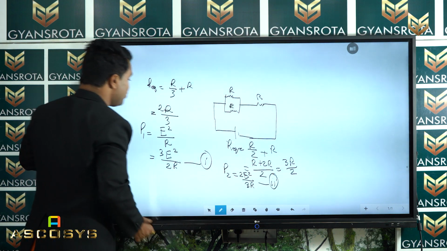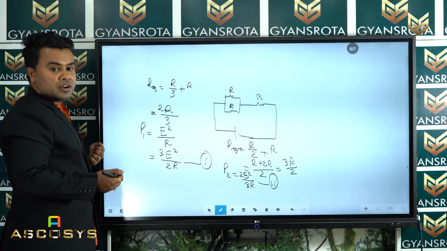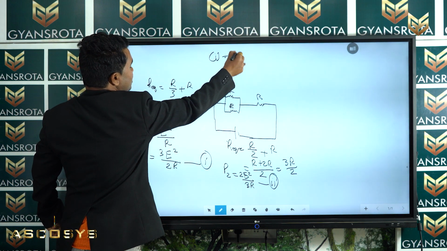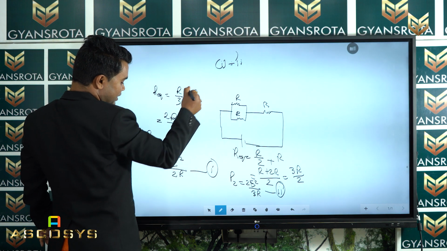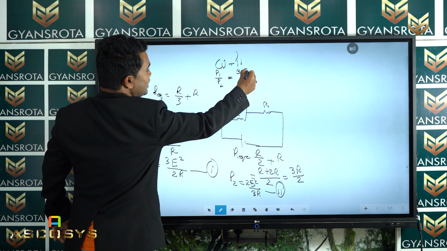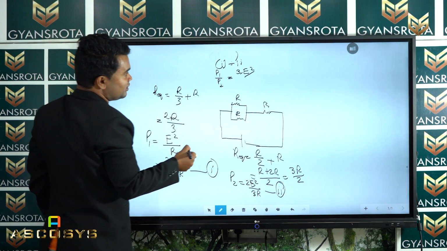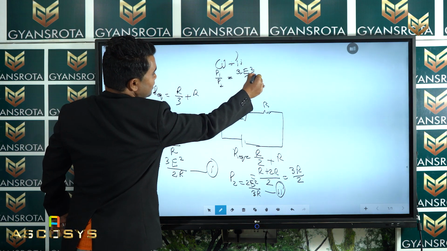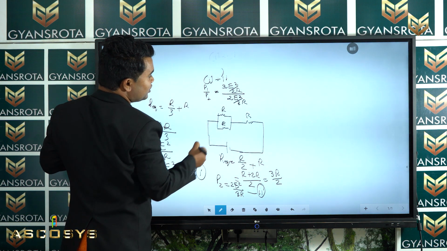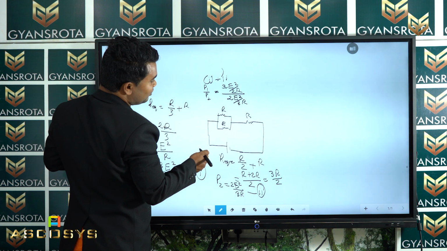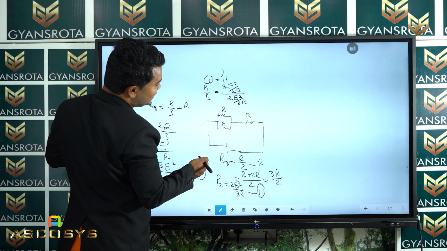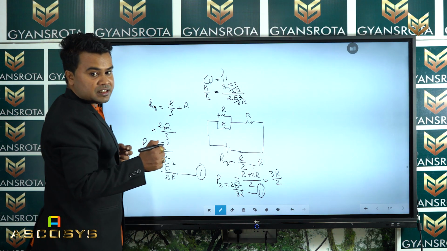Now what you have to do? You have to just divide 2 by 1 or 1 by 2. Let me do 1 divided by 2. That is P1 by P2 I am doing. P1 is given to be 3E square divided by twice R, and P2 is 2E square divided by 3R. Now you can calculate by cancelling them, and then your final answer will be, I think, E square gets cancelled, R gets cancelled, and it will be 9:4. I think the answer will be 9:4.